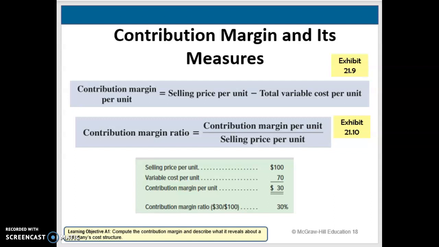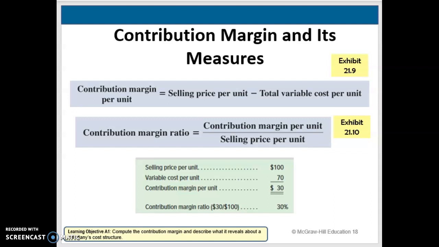So then we can classify a cost as either fixed or variable depending on whether total cost changes as the number of units produced changes. Once we classify the cost behavior, we can then compute a product's contribution margin. So the contribution margin per unit, or the unit contribution margin, is the amount that a product's unit selling price exceeds its total variable cost per unit. So this amount contributes to covering fixed costs and generating our profits, which is what we want to see.